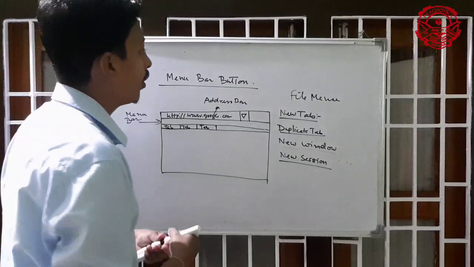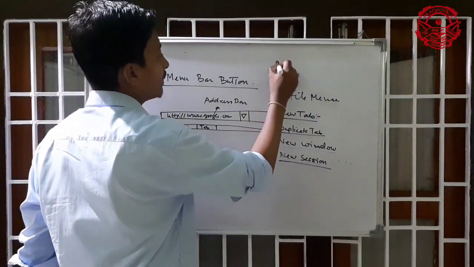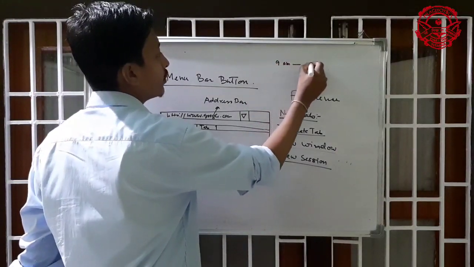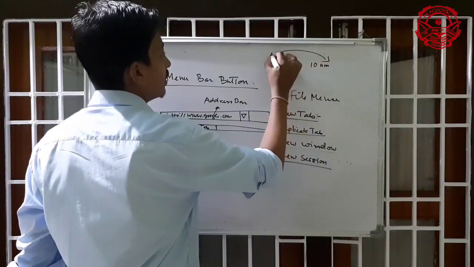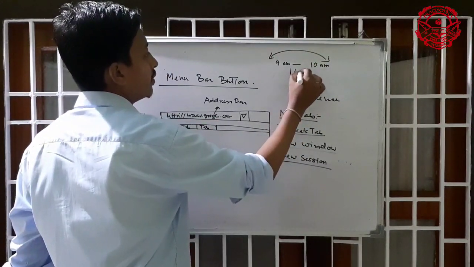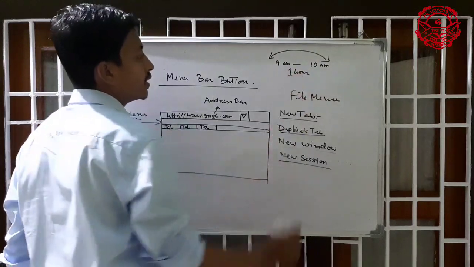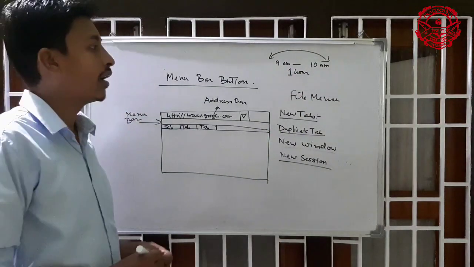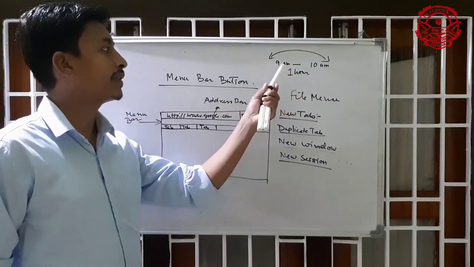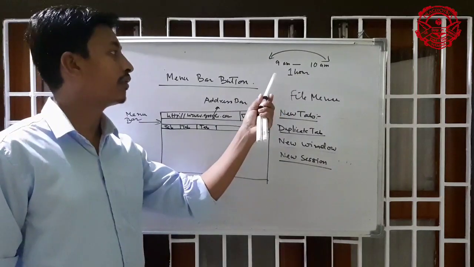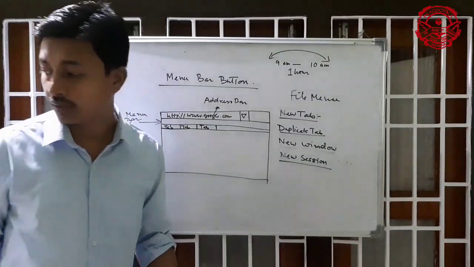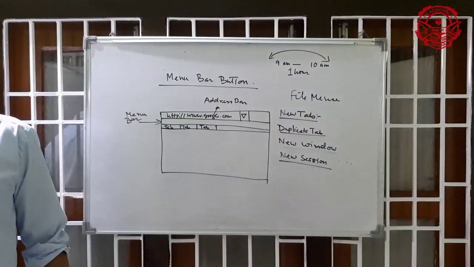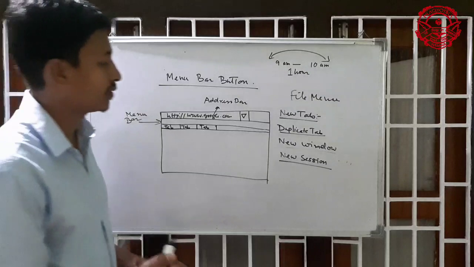For example, you open the browser at 9 a.m. and close it at 10 a.m. This one hour is a session. Again, if you close it and open the browser again, it will create a new session, a new time. Now next is open.